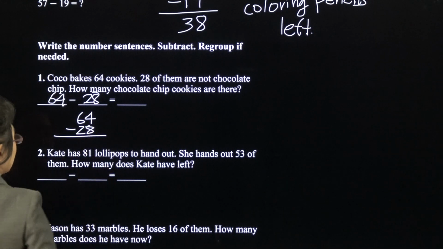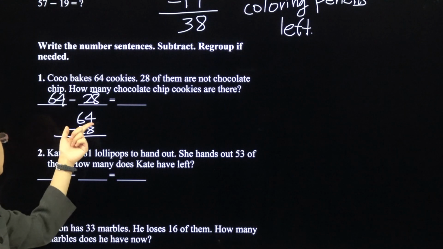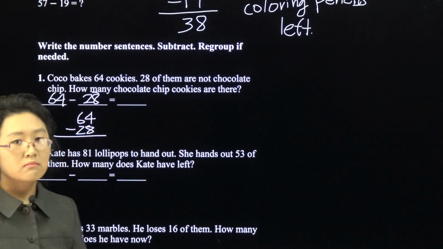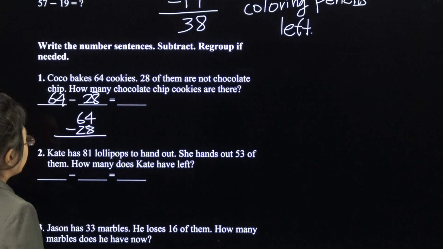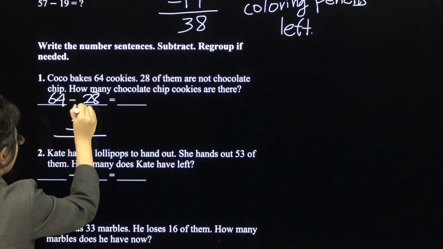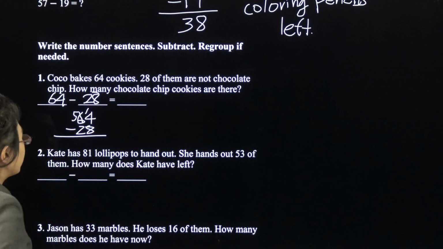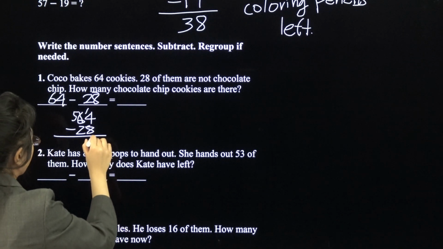Remember to line up the place values. In the ones place, start with the right side. We have 4 minus 8. That doesn't work. So let's regroup. We take 1 away from the 6. The 6 becomes a 5. And then we get 14 minus 8, which is 6.